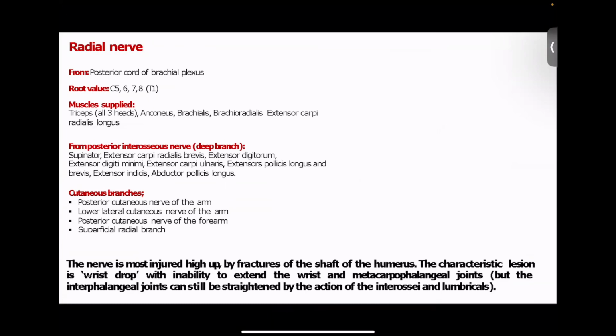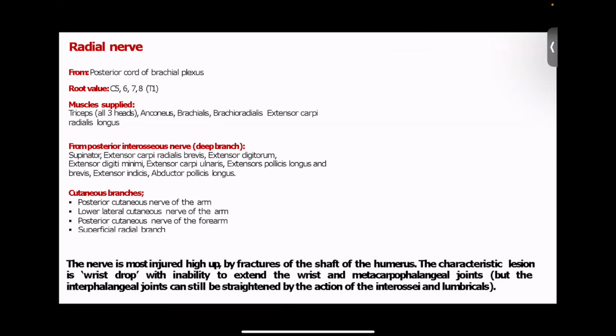And the muscles that it supplies are the triceps, the brachialis and the brachioradialis, and pretty much all the extensors of your forearm, because you know that it runs posteriorly. The muscles in the posterior compartment of the forearm are extensors. We have one exception, which we will go through later. But yes, it supplies the extensors basically.